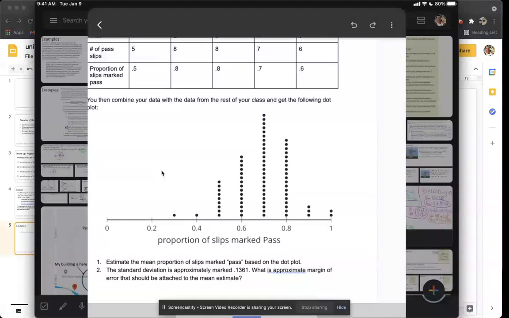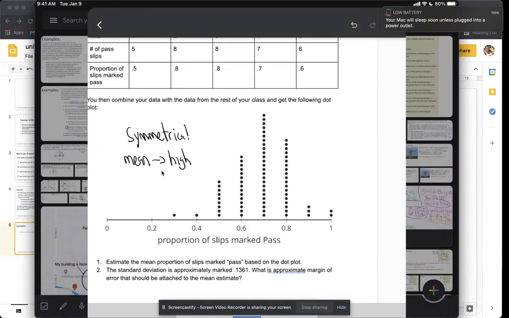Number 1, estimate the mean proportion of slips marked pass based on the dot plot. So this is roughly a symmetrical dot plot. Because it's symmetrical, the mean is going to be where the high point is. So if I change the color, the high point is obviously here.